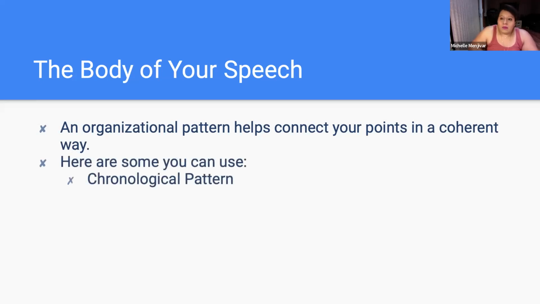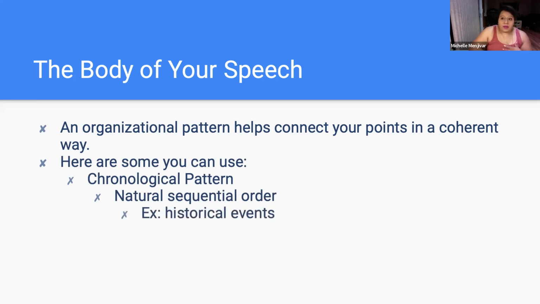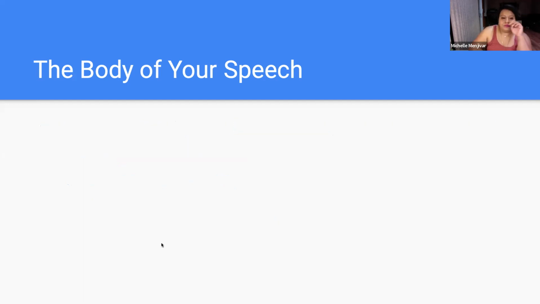The chronological pattern is usually good for sequential order. So for example, if you're telling us about a historical event, a recipe, or a process, this is an excellent pattern to use because it follows a sequence of steps. Historical events, a process, or a recipe can be greatly organized to the best benefit through a chronological pattern.